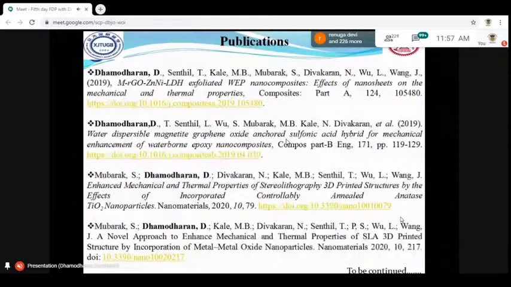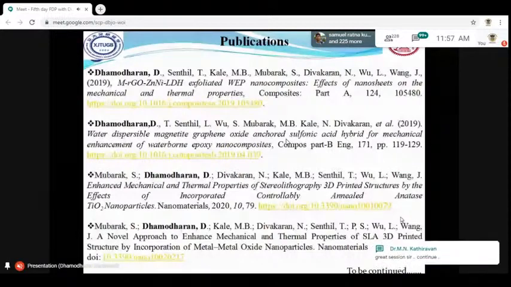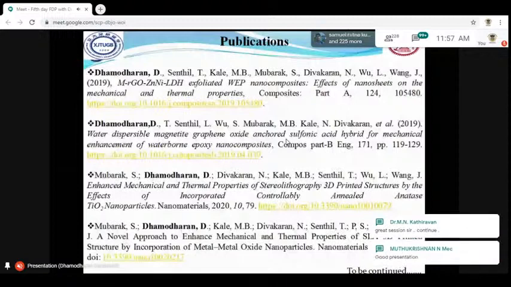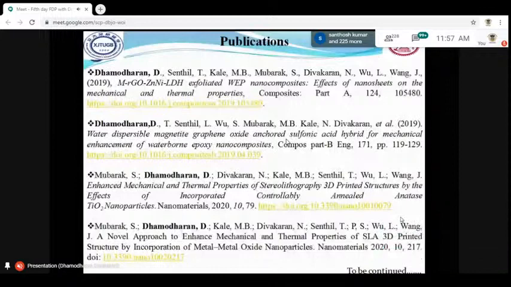Hello, and these are my publications. My first project has been published in Composites Part A, and the second has been published in Composites Part B. And for some of my colleagues' projects, I collaborated on some 3D printing work in my laboratory as well. And these are my publications. Thank you, and questions.